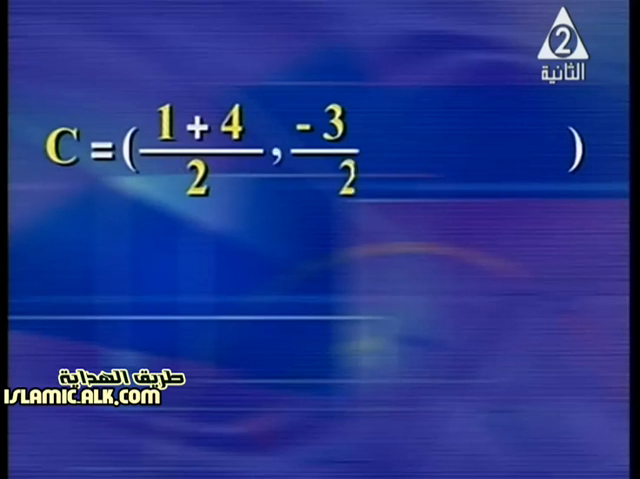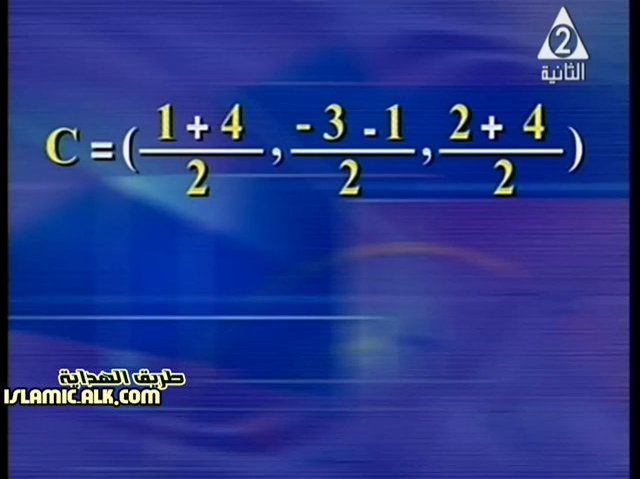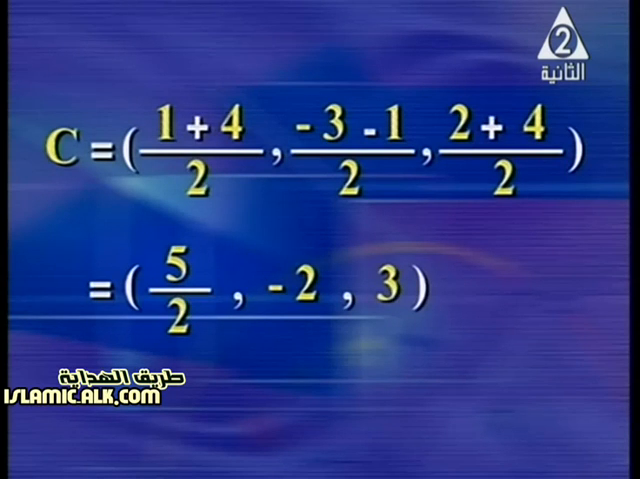Look at this point C. We add (x1 + x2)/2, (y1 + y2)/2, (z1 + z2)/2 to find the coordinates of the point C: (1 + 4)/2, (-3 + -1)/2, (2 + 4)/2. The first is 5/2, the second is -2, the third is 3. This is the midpoint C of AB.